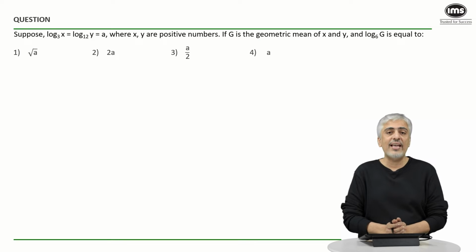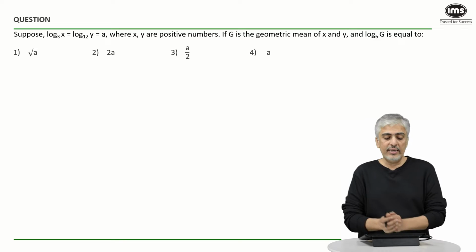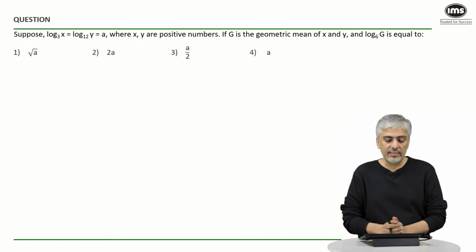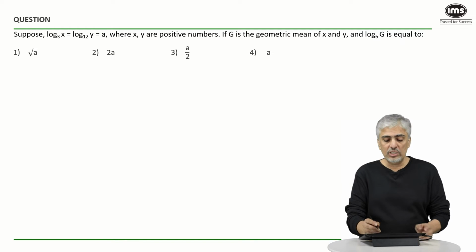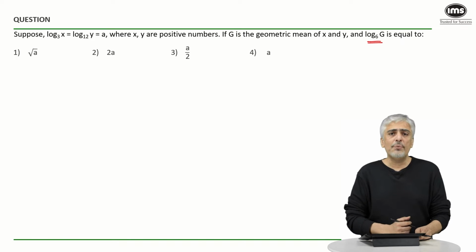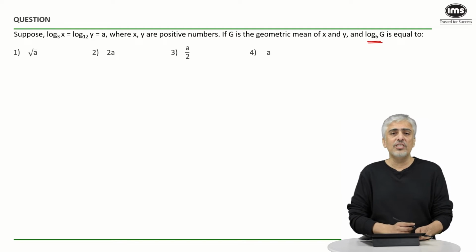They've told us log x to the base 3 is equal to log y to the base 12 is equal to a, where x and y both are positive numbers. If g is the geometric mean of x and y, then what is log g to the base 6 equal to? We're going to do a couple of methods for this question. Let's have a look at the first one.